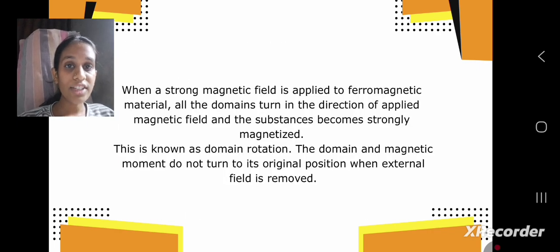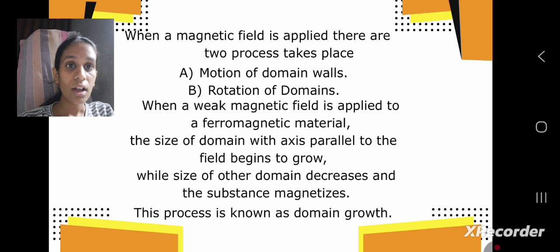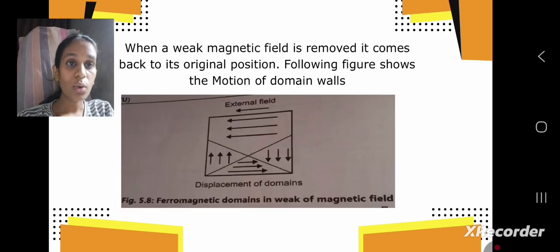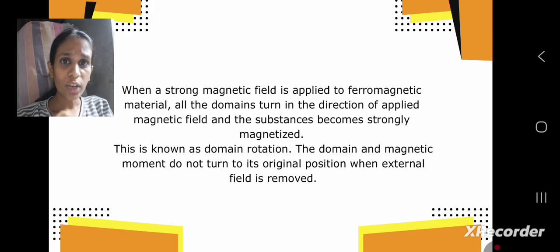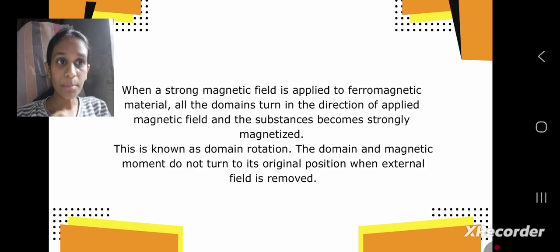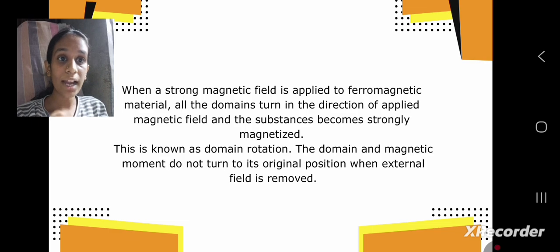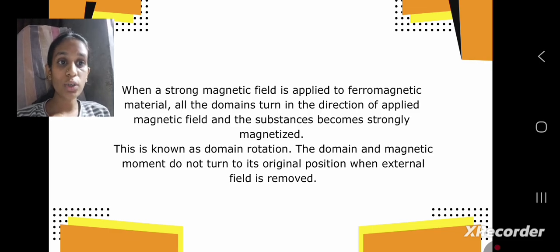Now we have seen the motion of the domain walls. Now we are going to see the rotation of the domains. In the motion of the domain walls we applied a weak magnetic field; in the rotation of the domains we are going to apply a strong magnetic field. When a strong magnetic field is applied to a ferromagnetic material, all the domains turn in the direction of the applied magnetic field and the substance becomes strongly magnetized. This is known as domain rotation. The domains and the magnetic moments do not return to their original position when the external field is removed.